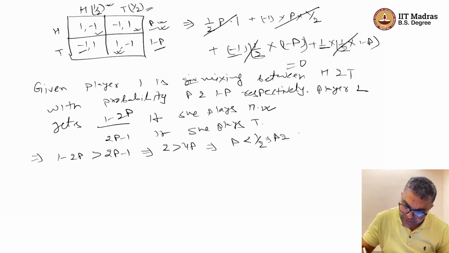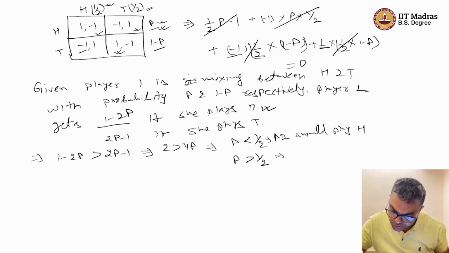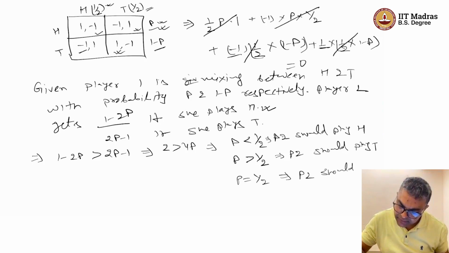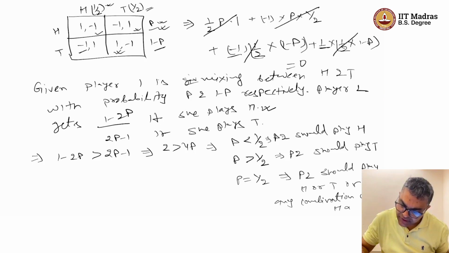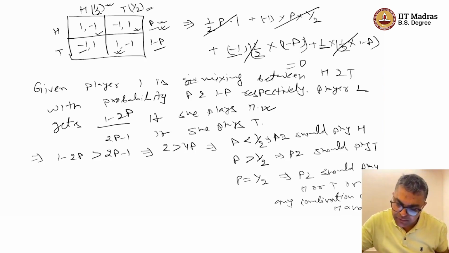P2 should play h if p is less than half. And I am getting here faster by changing the order. If p is greater than half, P2 should play t, and if p is equal to half, P2 should play h or t or any combination of h and t. So in a different way, how can we write?